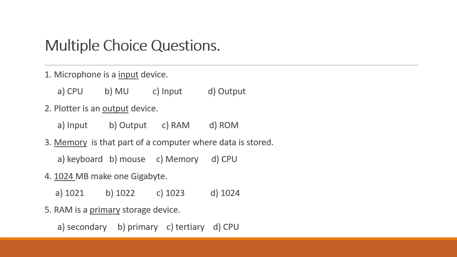Now the third question is, dash is that part of a computer where data is stored. So memory is that part of computer where data is stored. Question number 4 is, dash MB make 1 gigabyte. And the answer is 1024 megabyte, MB makes 1 gigabyte. Question number 5 is, RAM is a dash storage device. So RAM is a primary storage device.